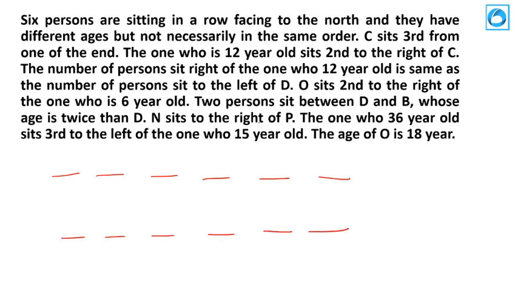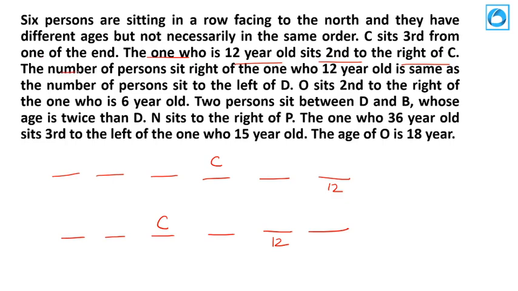6 persons are seated in a row facing the north and they have different ages but not necessarily in the same order. C sits third from one of the ends. Let's take C here or C here. Then the one who is 12 years old is second to the right of C. So 12 years old here or 12 years old here, right?